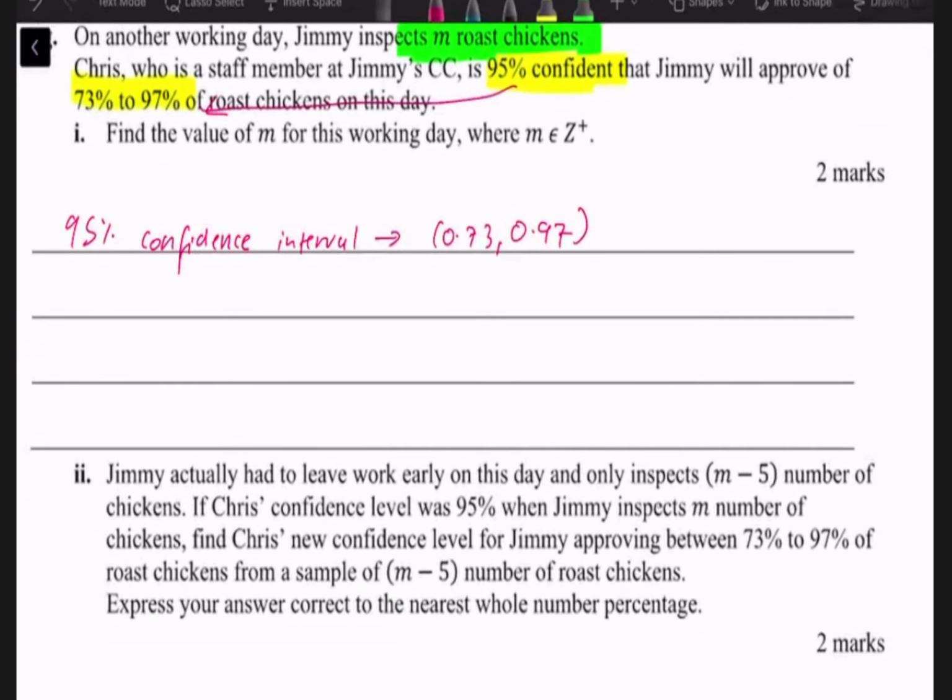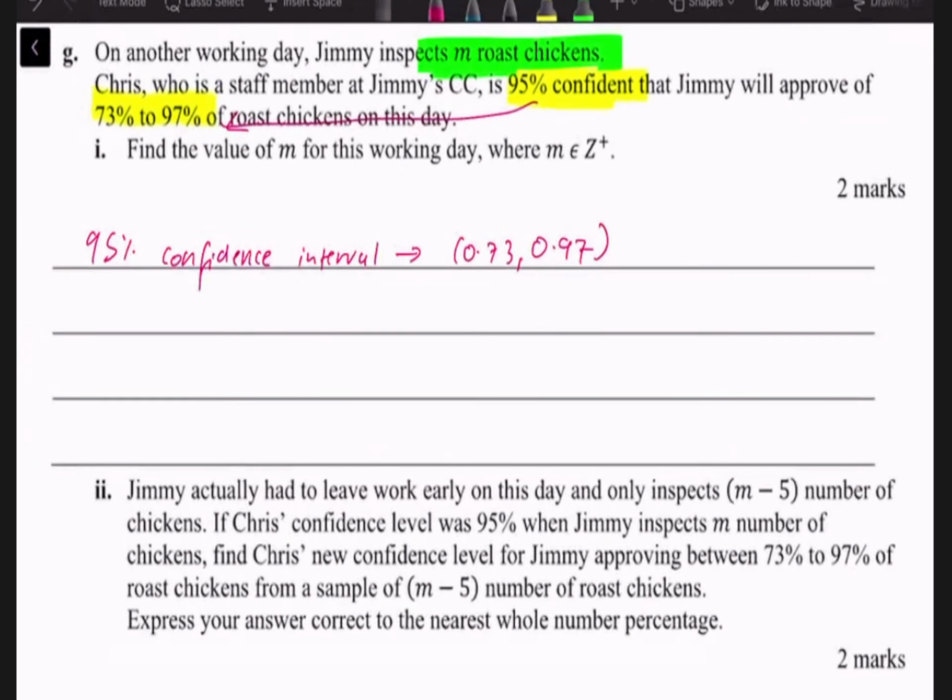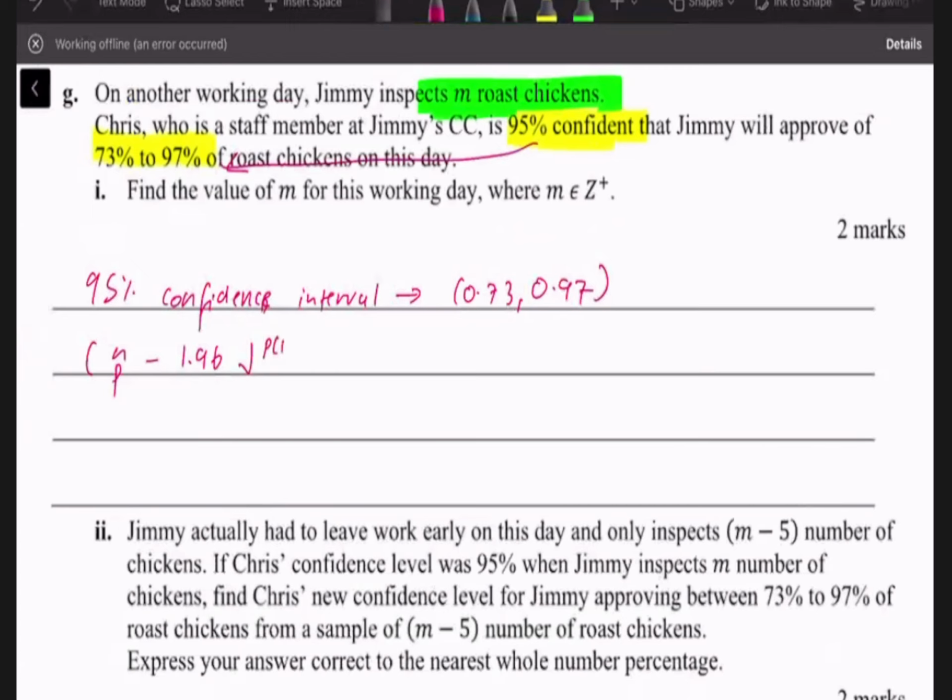So we know to find a confidence interval, the formula is p hat minus 1.96 square root p(1 minus p) on n, but in this case n is m, so I'll just write m instead of n. And p hat plus 1.96 square root p(1 minus p) on m. So we're missing two things. We don't know what the probability is, and we don't know what m is.